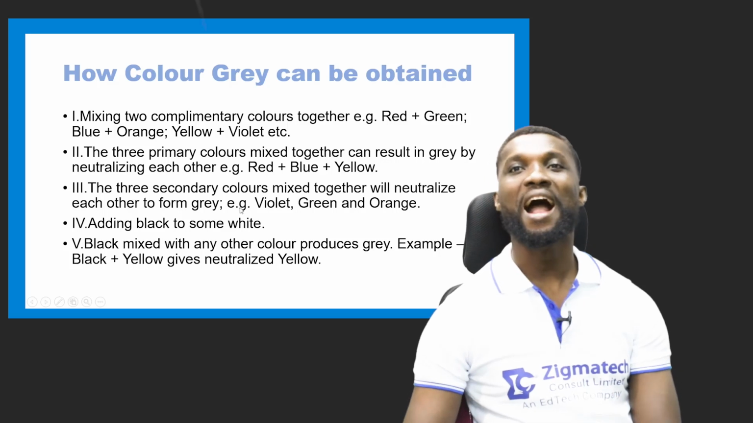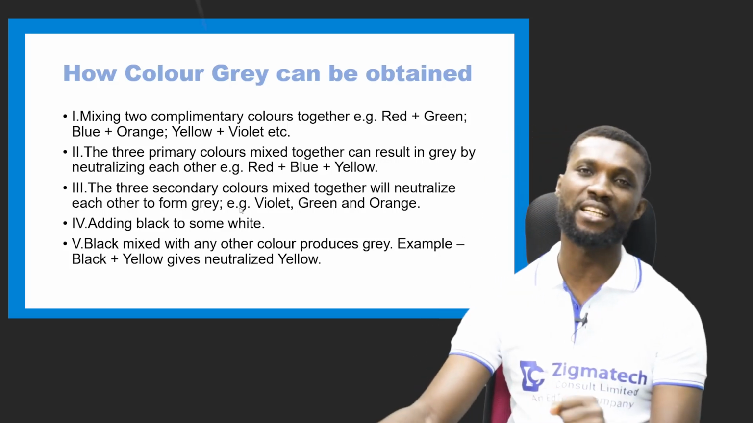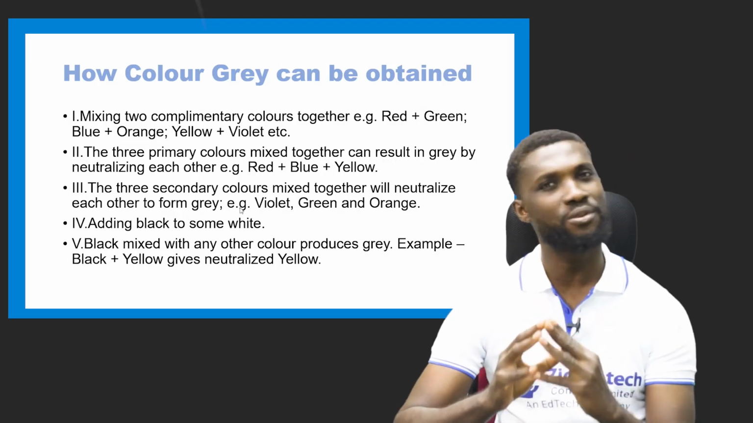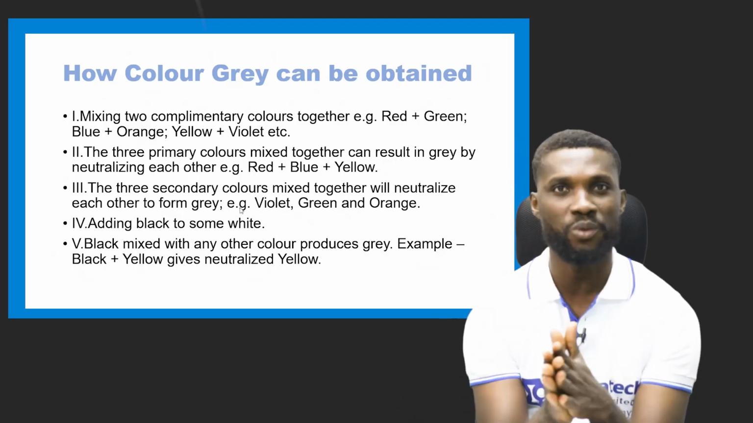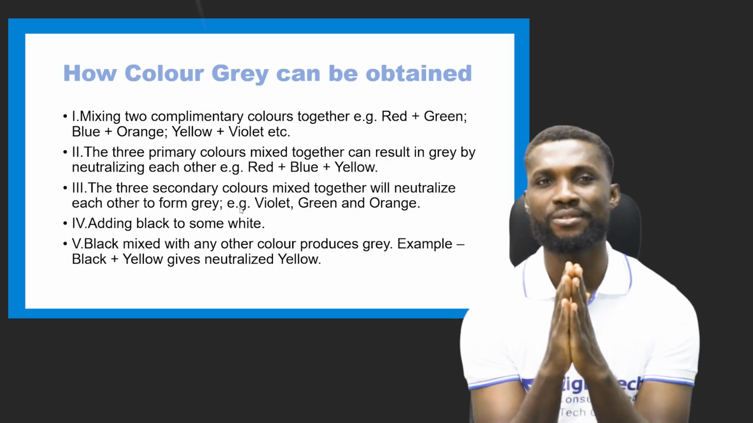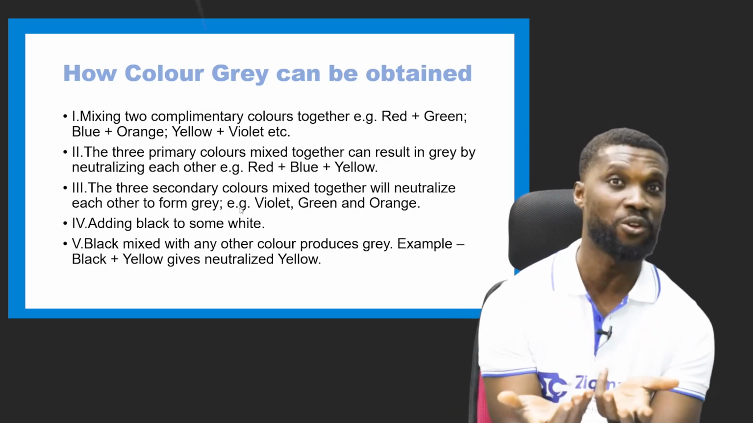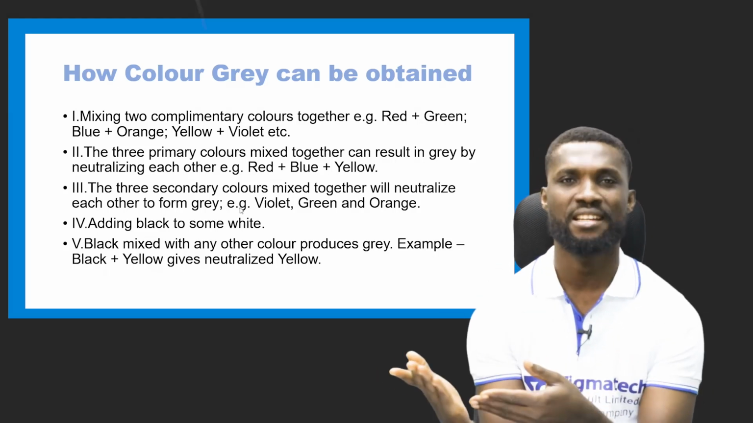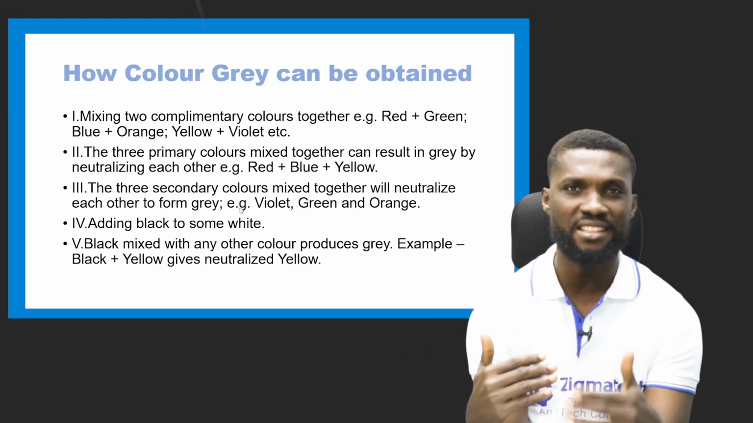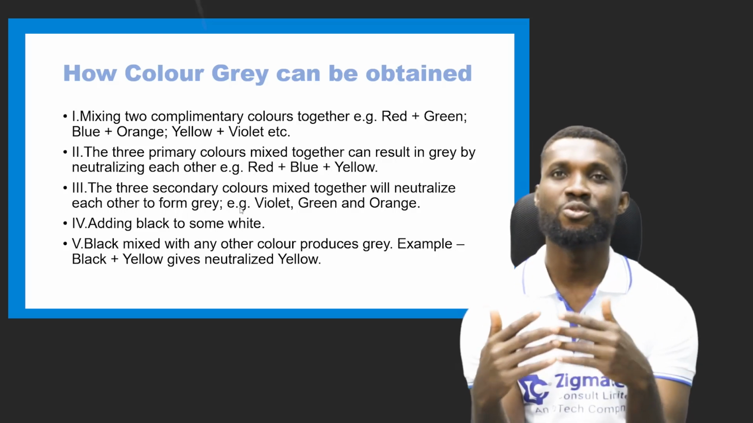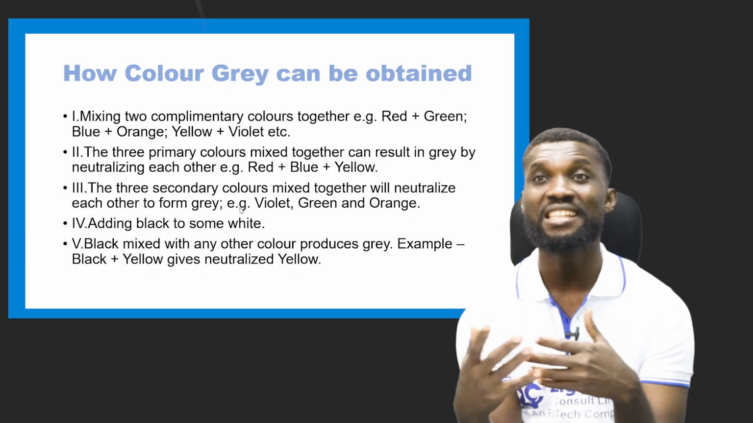All right, so how can color gray be obtained? Gray is a very beautiful color that I love working with. To some persons, when you say gray, they think it's just ash. Yes, ash is one of the grays, but you have several grays. Gray comes in different grades, different shades, different tones. So today we're going to look at how you can create different kinds of grays.